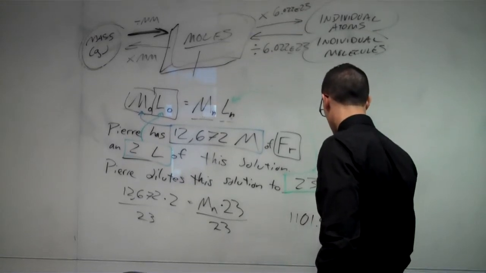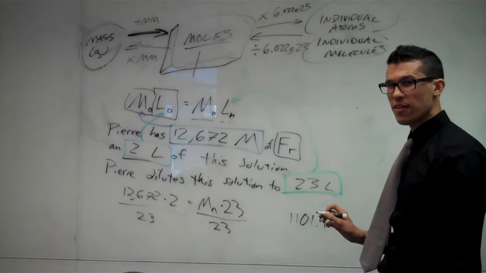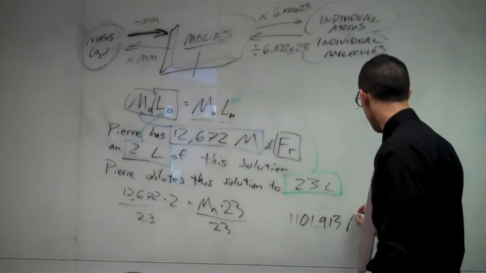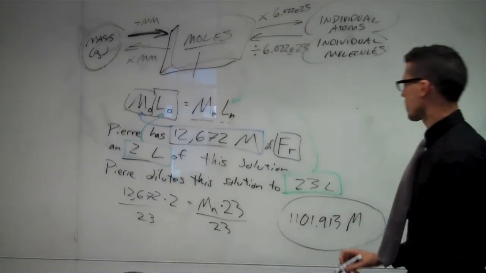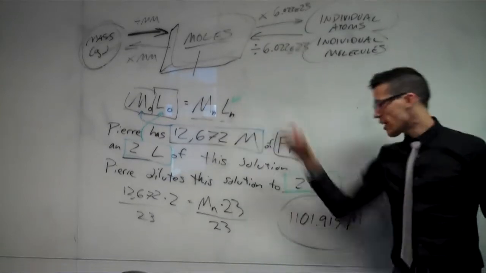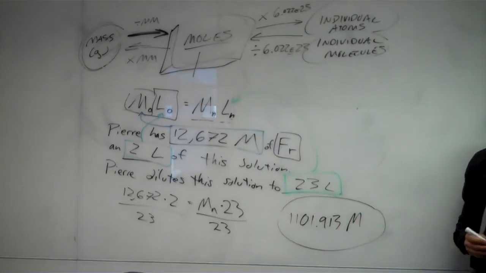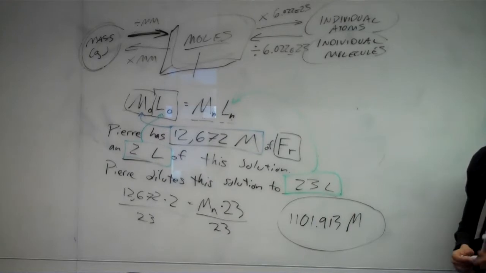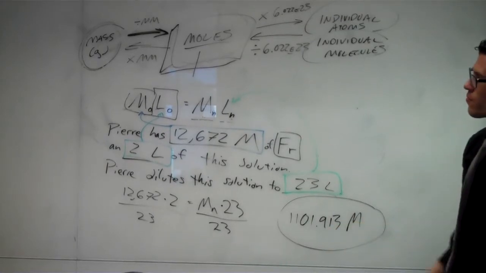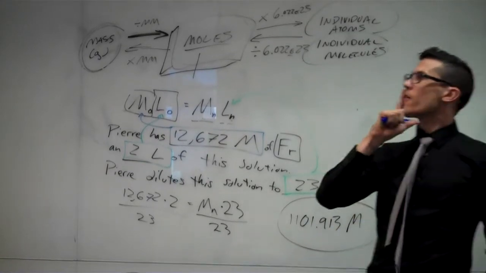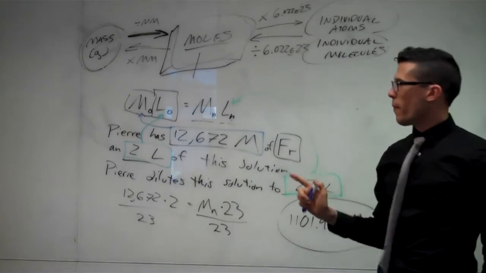0.913. Are you sure about this? I am positive. Okay. Big M. This is our big M. This is our new molarity here. Okay? That's it for molarity. We're good? Fantastic. Now, let's talk about endo-exo.